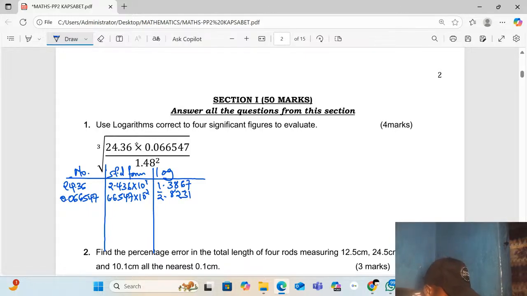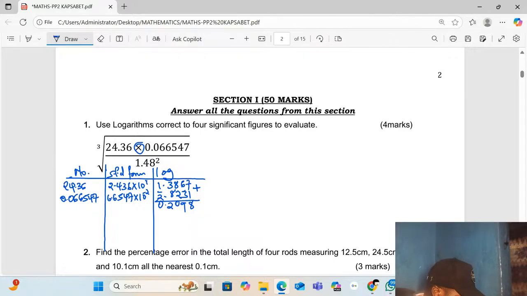Now, this multiplication sign, when it comes to log, it is going to be addition. So we are going to add. So when we add, we shall have bar 1 point 0.2098. Then we move to the denominator.